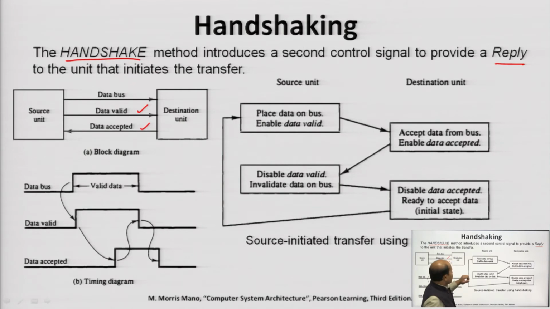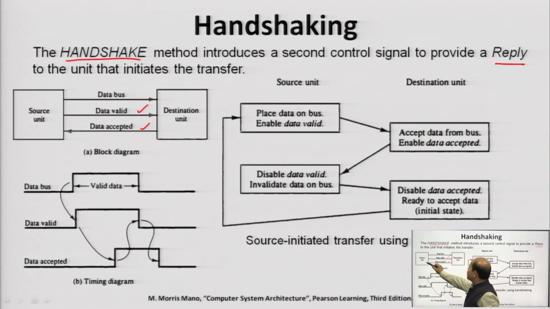So, you can see here the source unit first places the data on the bus, because it is source initiated. So, initiation will take place by the source unit. It will first provide the data onto the channel. You can see here the valid data is issued by the source unit. Immediately after this signal has been issued, it informs the destination that you can receive the data, that is the valid data signal. So, both these signals are enabled in parallel by the source unit, so that the destination can receive the data which is available on the channel.